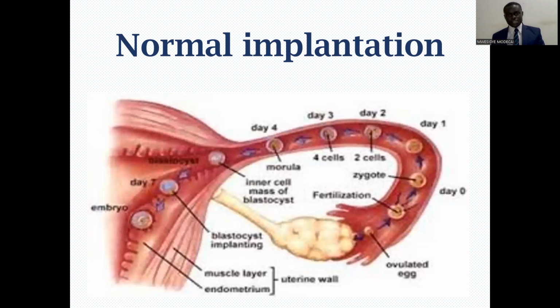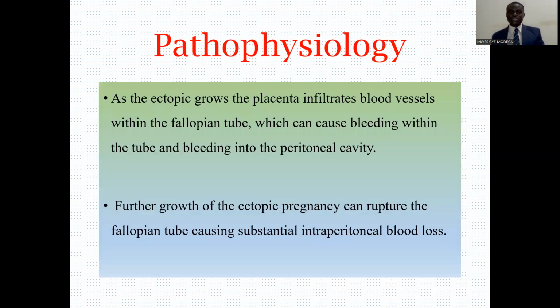But there are instances where we shall find, instead of the embryo moving to be implanted in the uterine cavity, it is implanted elsewhere. And since the tube is one of the sites where the ovum is, most of the time you find the fallopian tube, which we also call the oviduct, being the site of ectopic pregnancy.